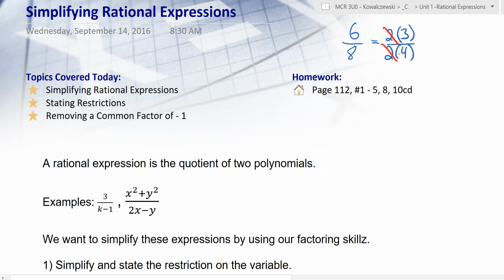Now just remember, we've talked about this before, 2 divided by 2 is not nothing. You do get a 1, but because we're multiplying by 1 on the 3 and on the 4, it's kind of meaningless. So this gives us a fraction of 3 over 4, which is equivalent to the original 6 over 8. That's going to be our goal today for rational expressions, and this is the exact same thing we're going to be doing, finding common factors and seeing if we can divide them out.